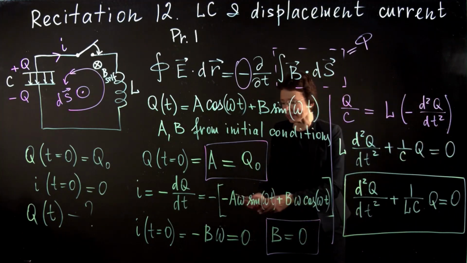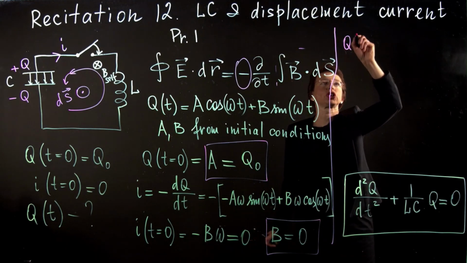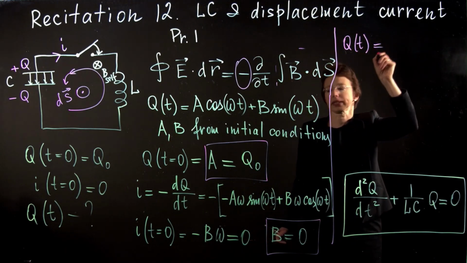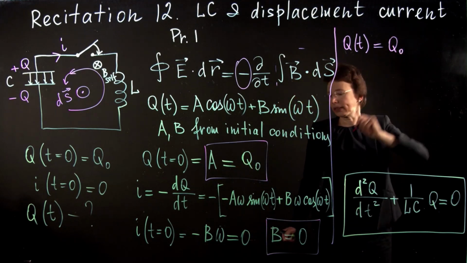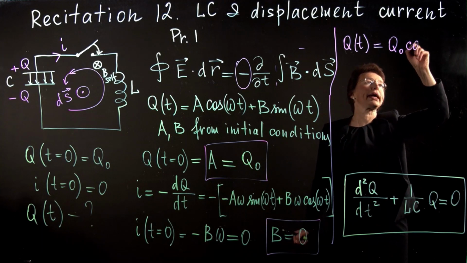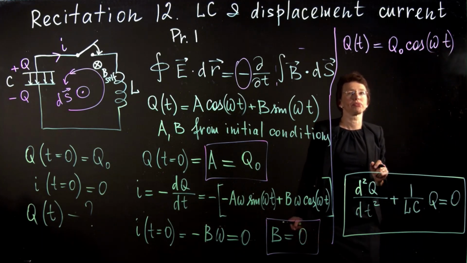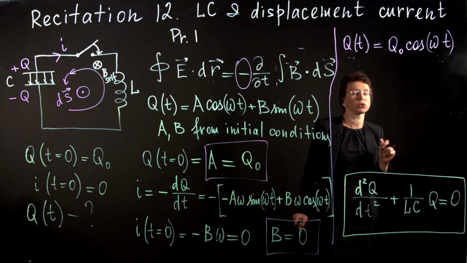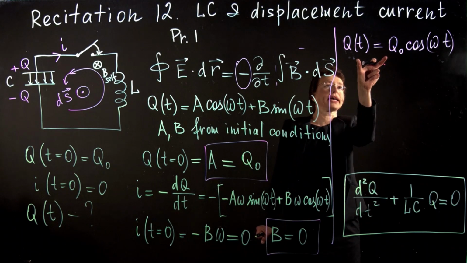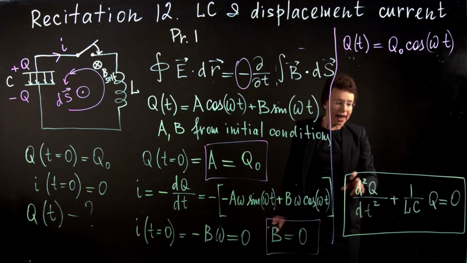What we need to do next, we need to find omega. Q as a function of time now is A, which is Q naught, times cosine omega t. How to find omega? I take my guess and I plug it in my equation. I have the second derivative, d²q/dt². What is the second derivative? The first derivative.